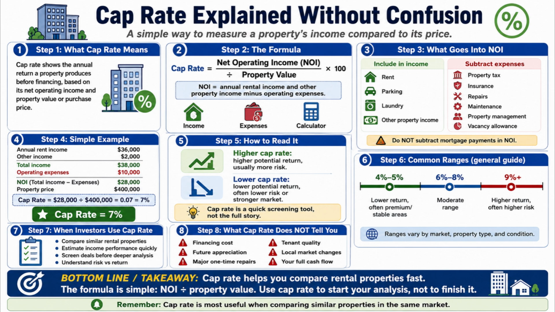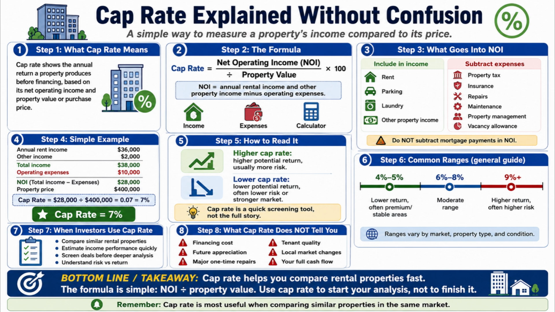Next, the formula is very simple. Cap rate equals net operating income divided by property value, then multiplied by 100. Net operating income, also called NOI, means annual rental income and other property income minus operating expenses. So, to calculate cap rate, you first find the income, subtract the expenses, and then compare the result to the property price.